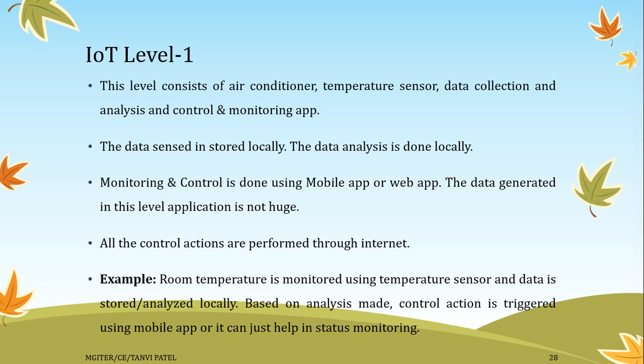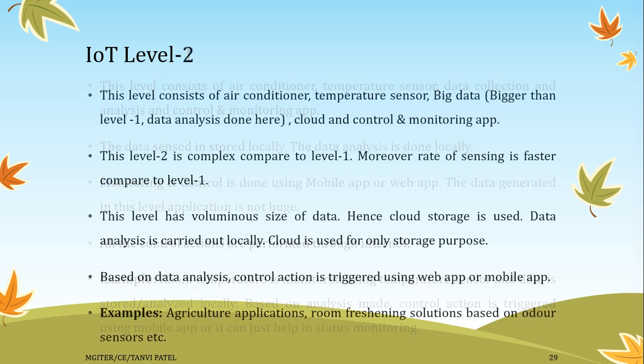The data generated in this level's application is not huge. All the control actions are performed through the internet. For example, room temperature is monitored using a temperature sensor and data is stored or analyzed locally. Based on the analysis made, control action is triggered using a mobile application, or it can just help in status monitoring.